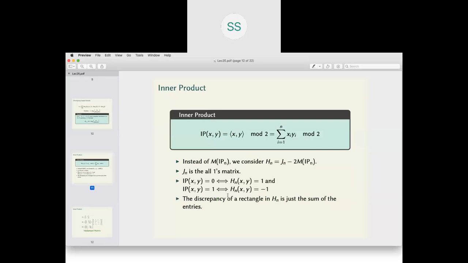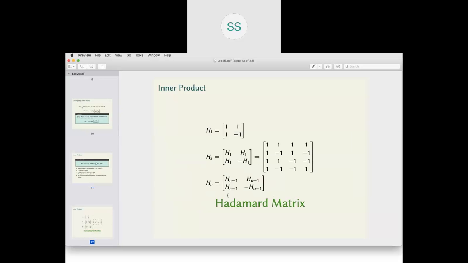Okay, so now what does the inner product matrix look like? Instead of the inner product, we are directly going to look at the H matrix. So the H1, right? The rows are 0 and 1, and the columns are also 0 and 1. When both Alice and Bob have a single entry, if any one of them has 0, then the inner product is 0. So correspondingly, the H entry is 1. If both their entries are 1, then the inner product is 1. So the H entry is minus 1.